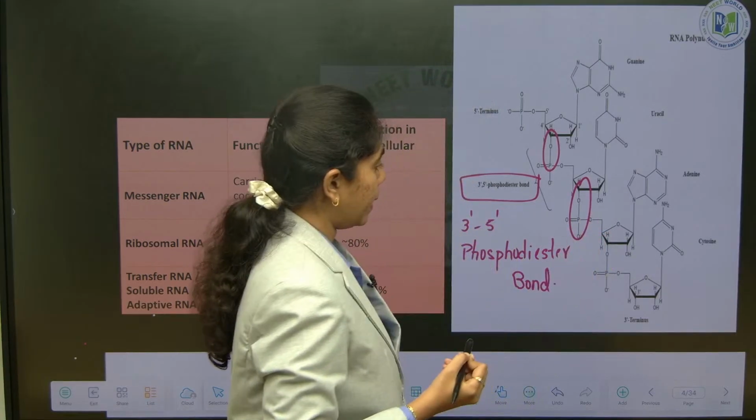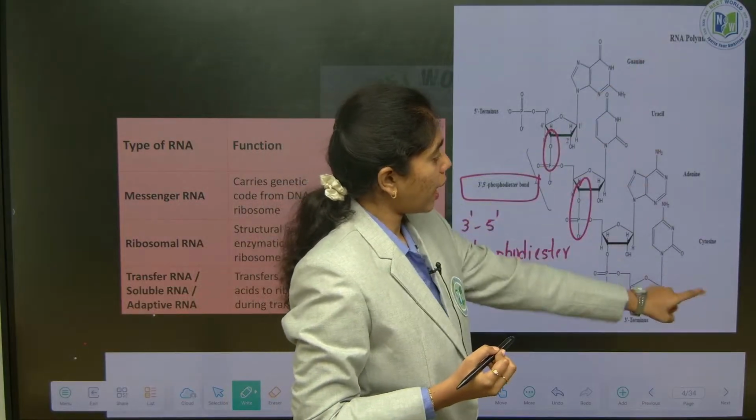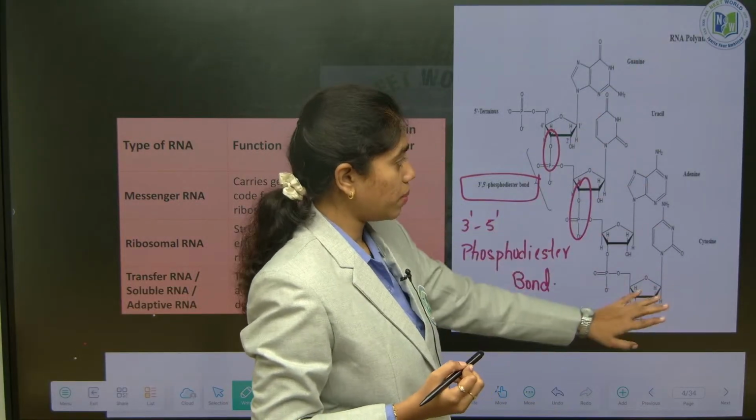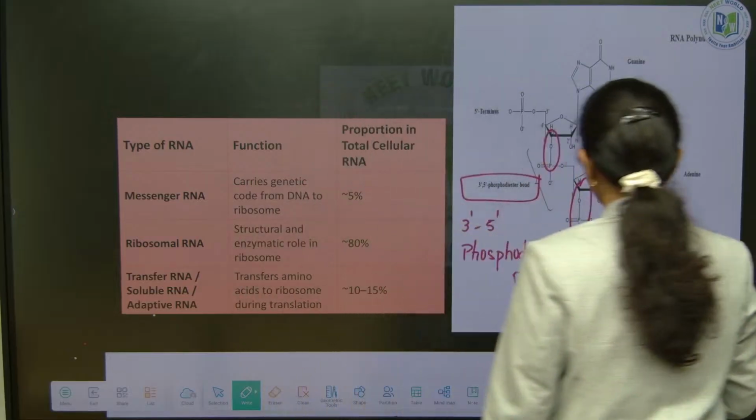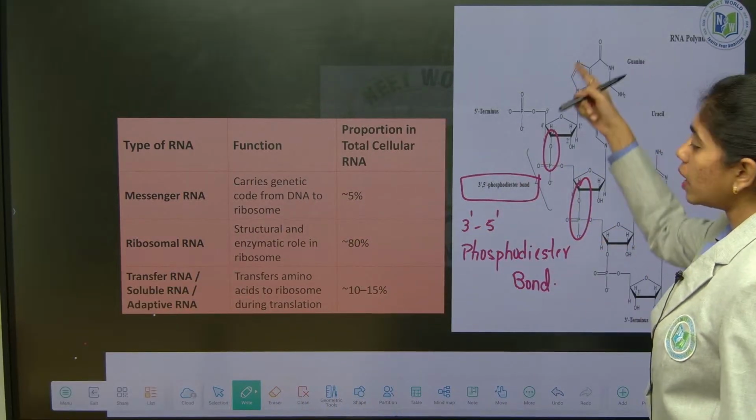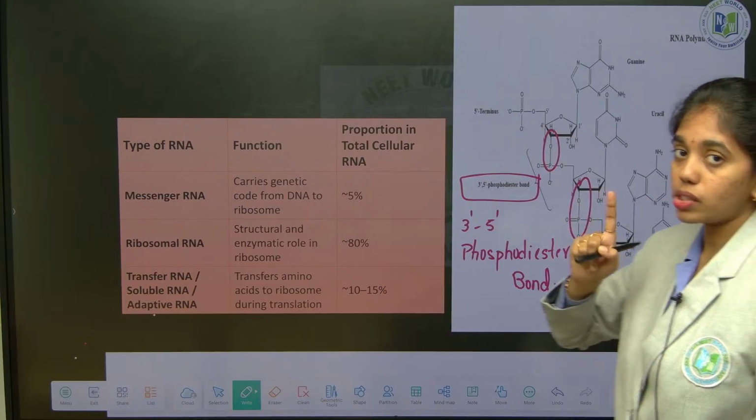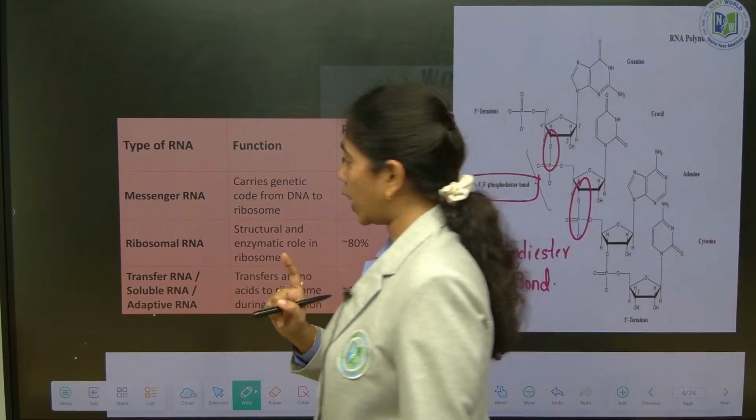Fine, right? And you have different nitrogen bases: adenine, uracil, guanine and cytosine. In a single nucleotide, again you will have same bonds like N-glycosidic bond and phosphodiester bonds.